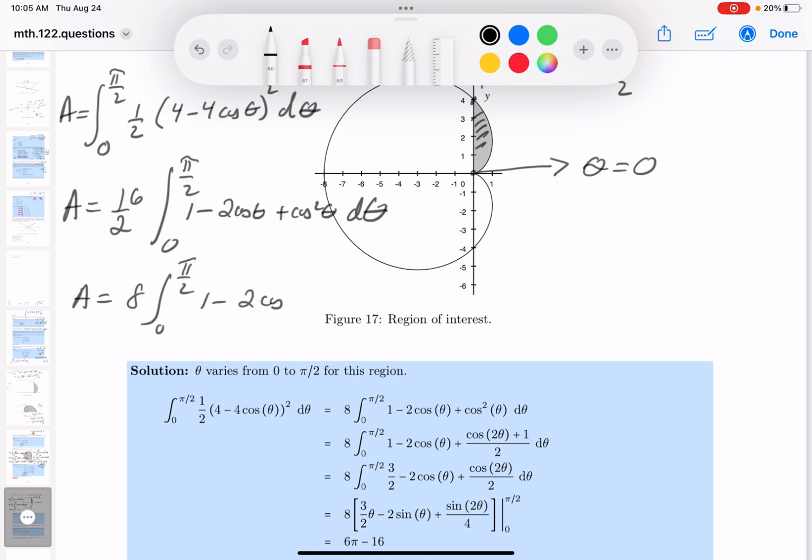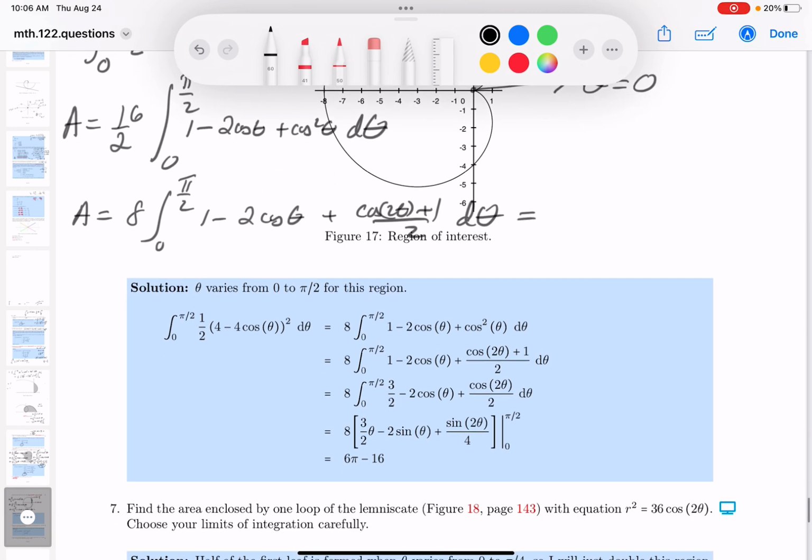1 minus 2 cosine theta. And remember, I need to reduce the degree of that, so let's write that down. Plus, let's see, (cosine 2 theta plus 1) over 2 d theta. Still moving along. What I'm going to do over here is try to simplify that integrand. I still have 8, 0 to pi over 2. 1 plus 1/2 is 3/2, minus 2 cosine theta, and then you get cosine 2 theta over 2. All right, let's integrate.